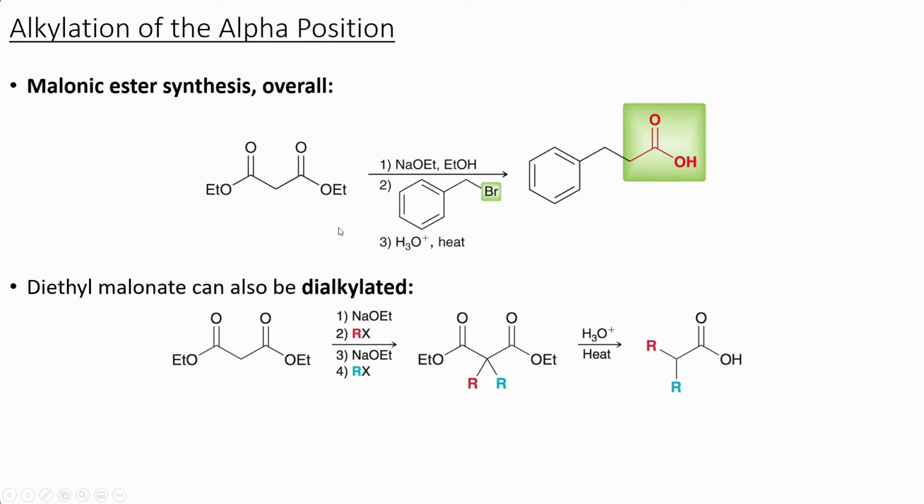Diethyl malonate can also be used for a dialkylation. In this case, we will use base and one alkyl group to add the first. And then we use a second equivalent of base and the second alkyl group to add the second. At this point, we can then do our acid and heat to decarboxylate and give us our product.